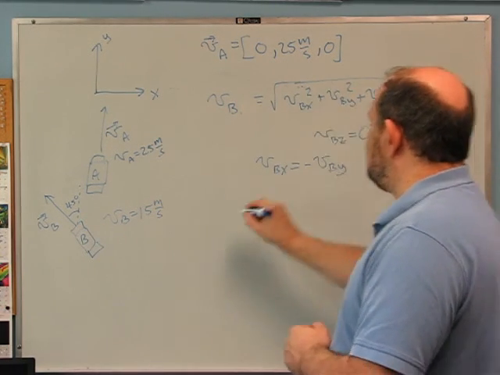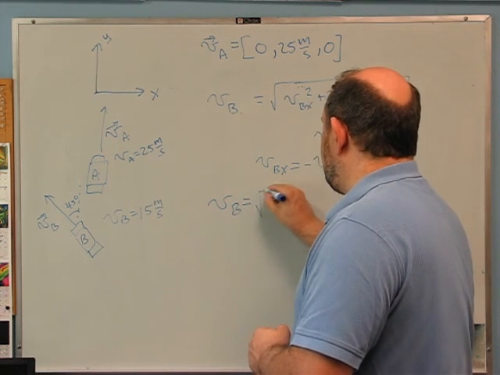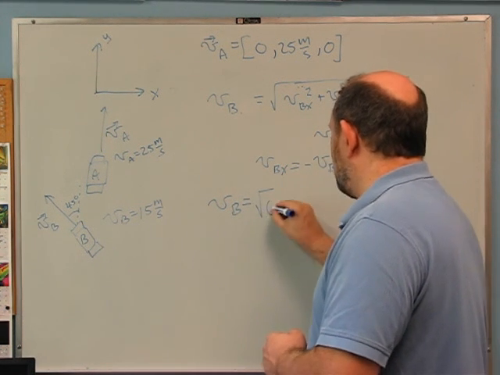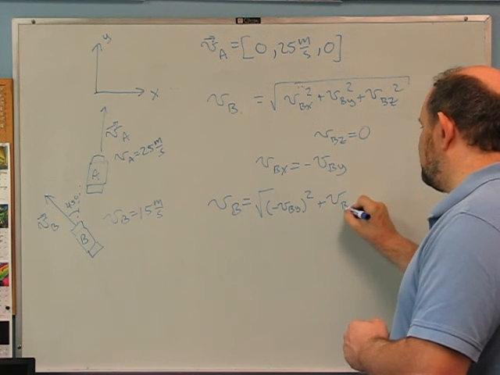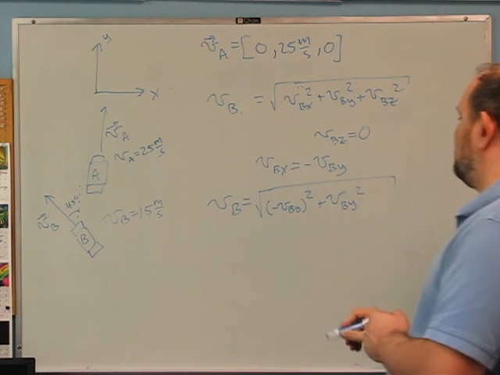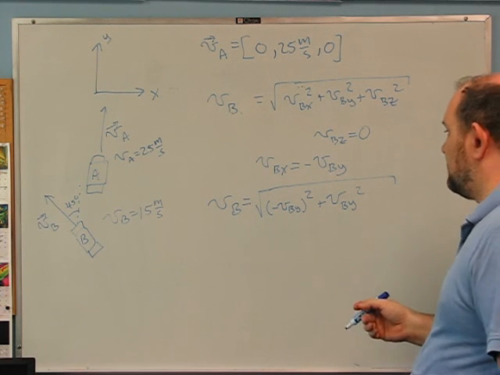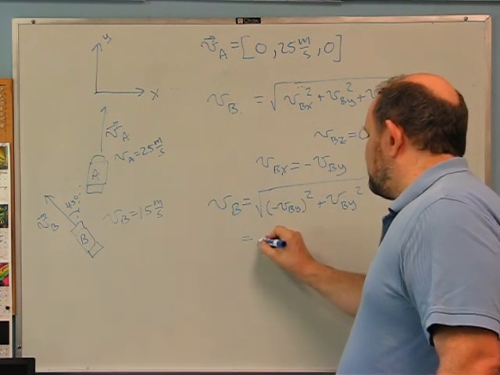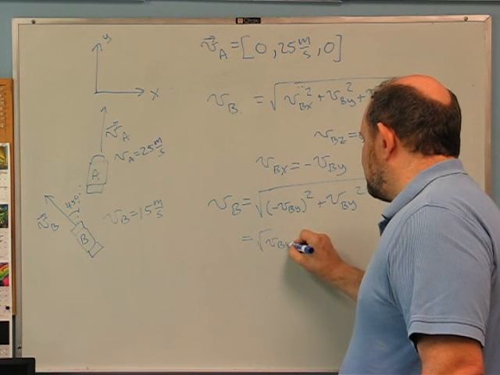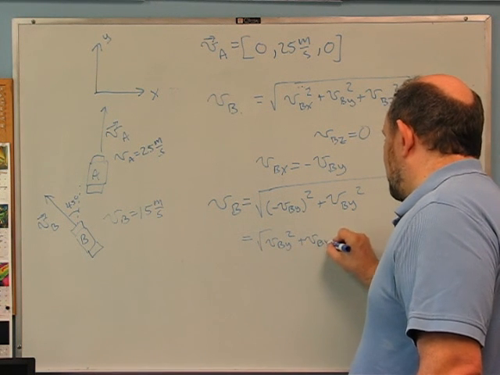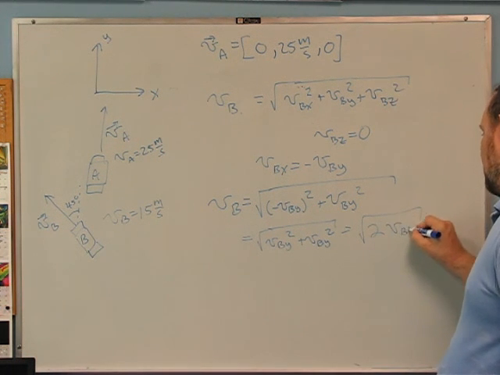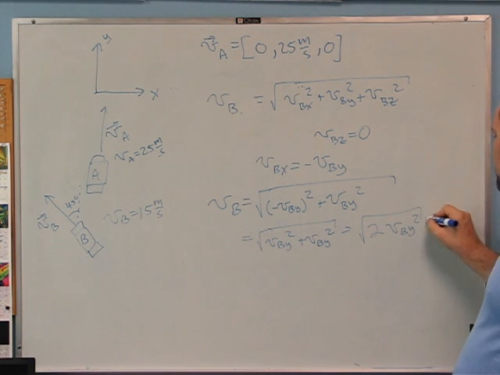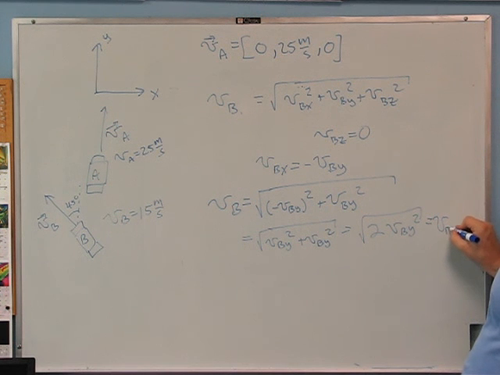So we can substitute these things into here. We have VB, and I'm going to substitute minus VBY for VBX. So it's the square root of minus VBY squared, plus VBY squared, plus 0, which I won't even write out because adding 0 doesn't do much. Remember that a negative number squared is the same as the positive number squared, so that's VBY squared plus VBY squared. And of course, that is just the square root of 2 times VBY squared. And because VBY is positive, I can just pull that out of the square root, but I have to leave the square root of 2 there.